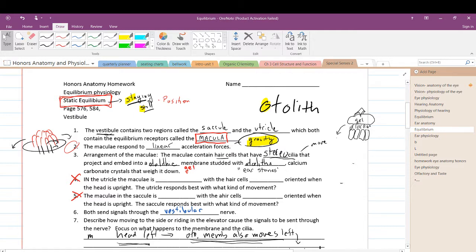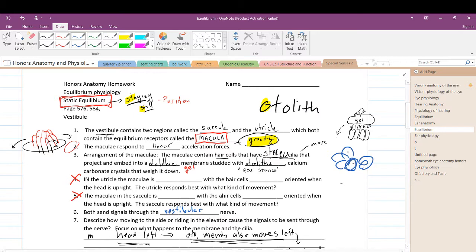Now, this was in the vestibule of the ear, and so you might recall we had our semicircular canals, we had our snail shell, and the vestibule was this area right in the middle. That diagram did not turn out what I like. So if you want, you can pull out your ear diagram, and we labeled the vestibule at that point. So this would be in the vestibule, and you have these two little areas called the saccule and utricle, which both contain the equilibrium receptors for static equilibrium called the macula.